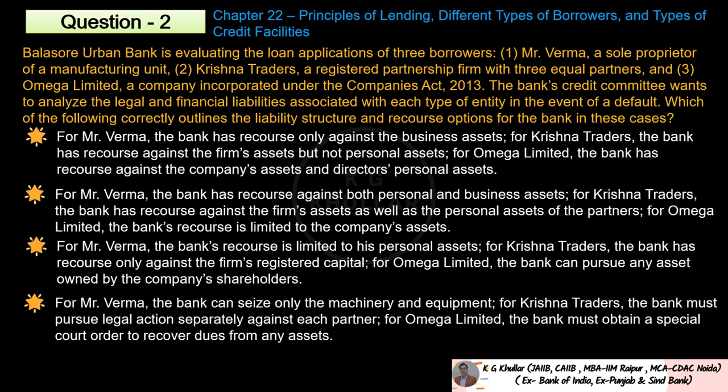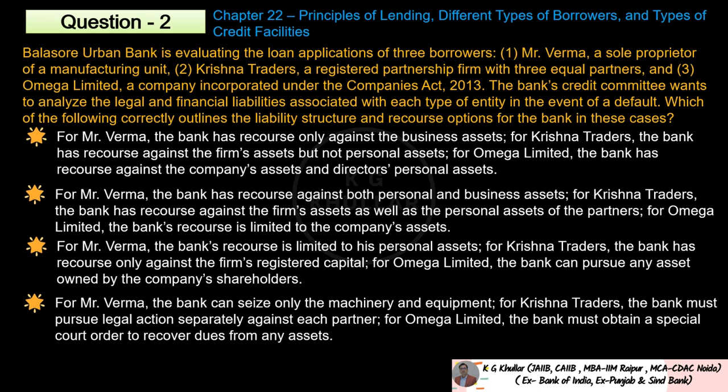Then last option D says for Mr. Verma, the bank can seize only machinery and equipment. Then for Krishna Traders, the bank must pursue legal action separately against each partner. And lastly, for Omega Limited, the bank must obtain a special court order to recover dues from any assets.